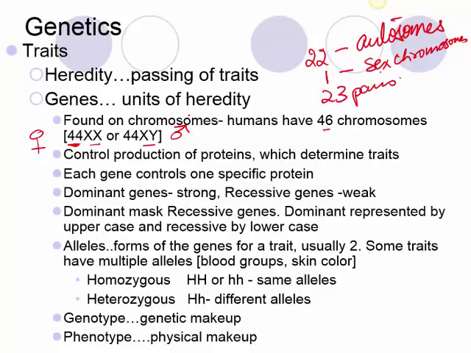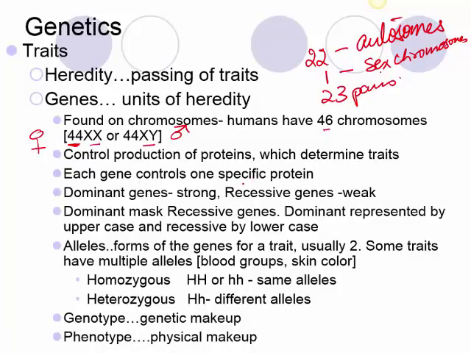What genes do is they control the production of proteins, which is what determines what traits you will have. So that's a function of a gene, and only one specific protein is controlled by each gene. Not everything is on a dominant-recessive basis, but for certain traits to be passed, there are some genes which are extremely dominant, others which are weak.